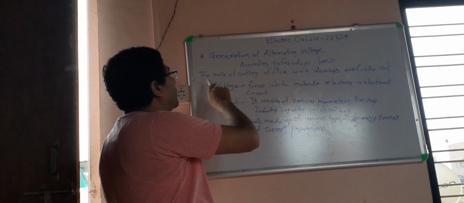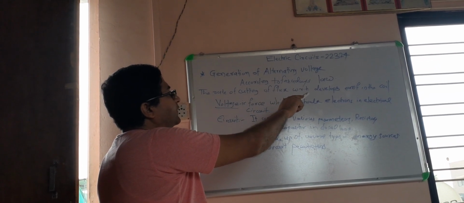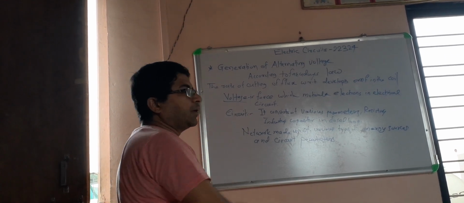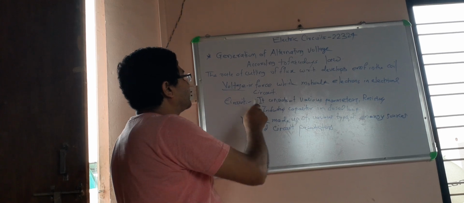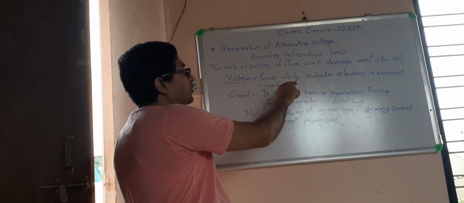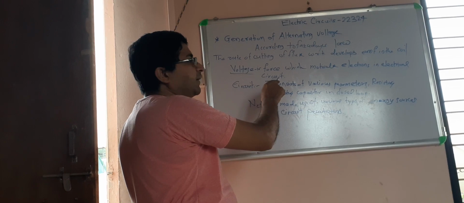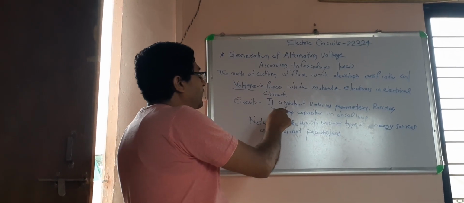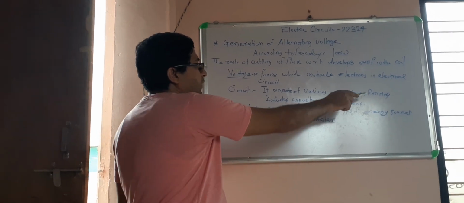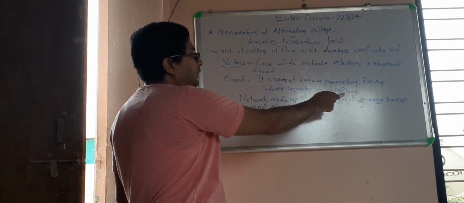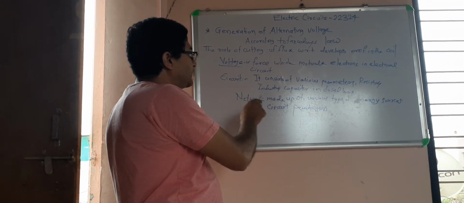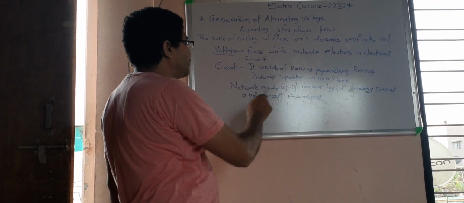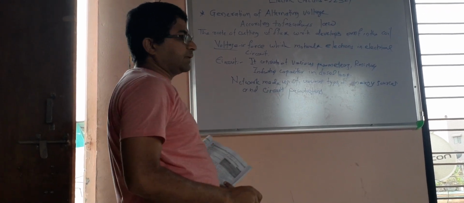According to Faraday's law, the rate of cutting of flux with respect to time develops EMF in the coil. Now we are going to study the definition of voltage. Voltage is a force which motivates electrons in an electric circuit. Another definition is circuit. It consists of various parameters: resistor, inductor, capacitor in a closed loop. What is the definition of network? A network is made up of various types of energy sources and electric parameters.